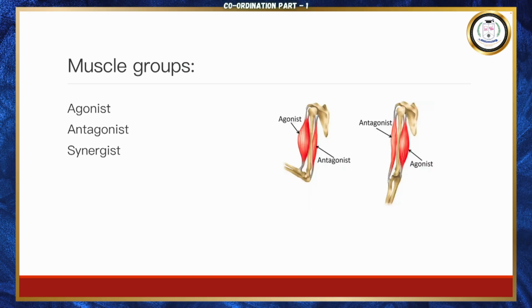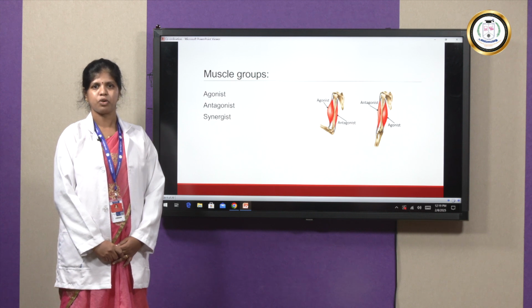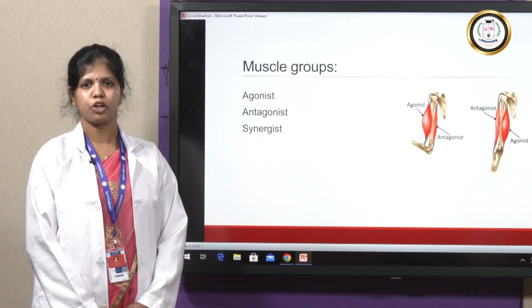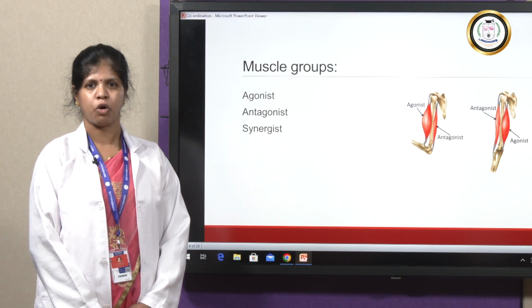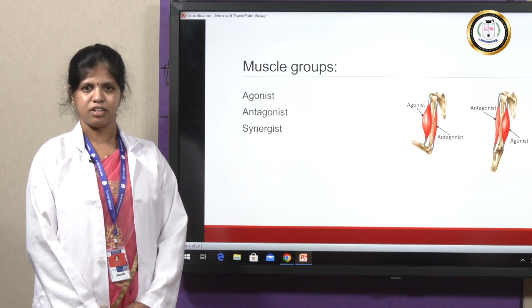And the next is called the synergist. So what is a synergist? Synergists are the supporting muscles. They work along with the agonist to complete the function. Those muscles are what we call synergists, meaning the secondary group of muscles. The primary muscles we call the agonist, and the secondary group of muscles you can call the synergist.